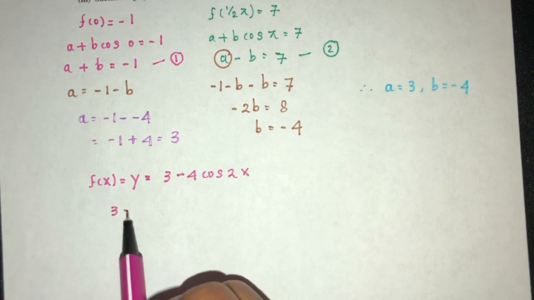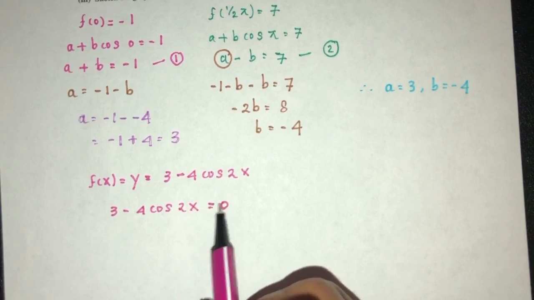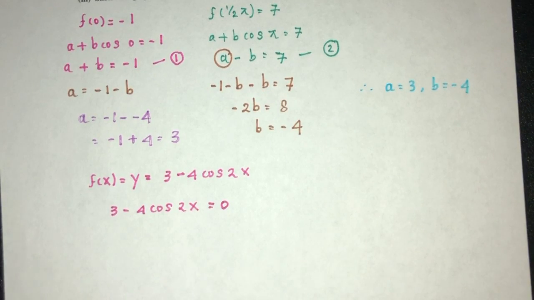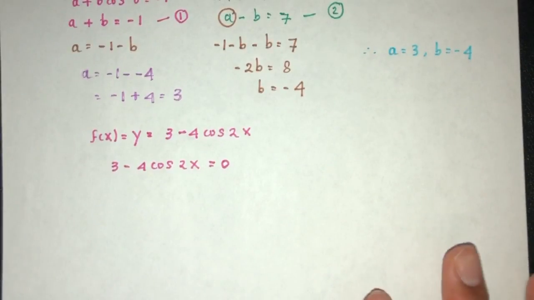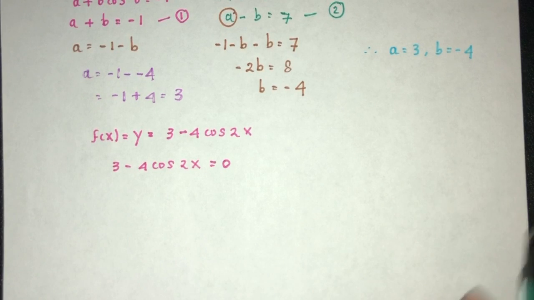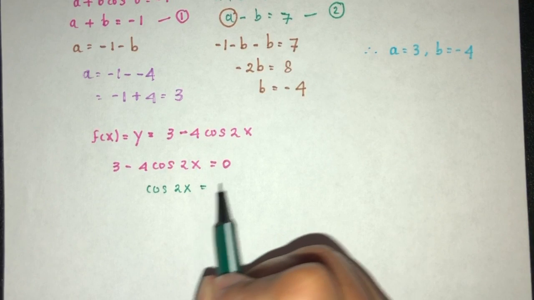This will be 0. Now again, f of x is y, I hope that makes sense. As you can see here, f of x is y. Now, solve one by one. First, we make cos 2x the subject, so that will be this.